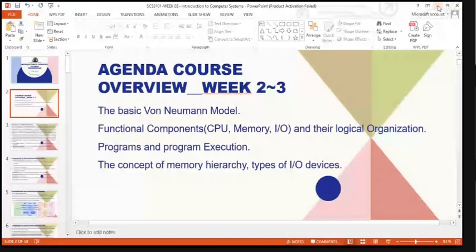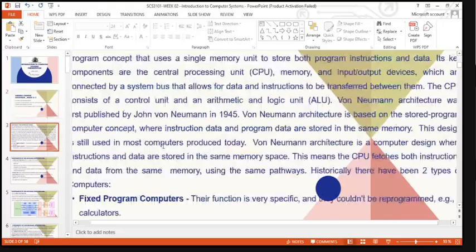We're going to learn about the concept of the memory hierarchy, organization, and also the types of input and output devices. So we're up to the task, and here now we get to understand the basics about computer organization, or the basic von Neumann architecture.